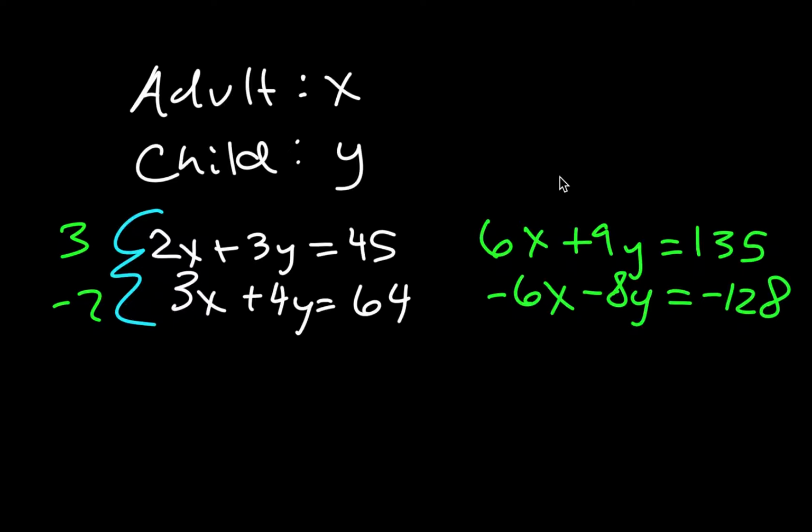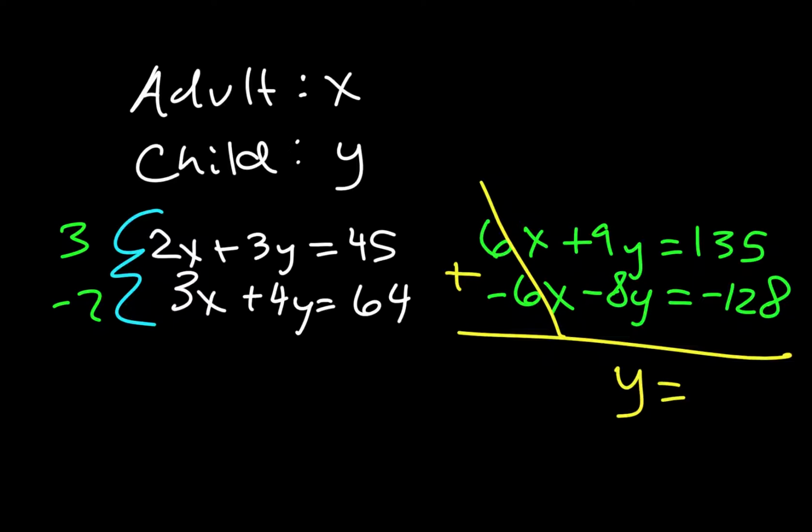Now, because we're using elimination, we just add these together, and these will cancel because they're opposites. So we have 9 minus 8, so that's just 1y. And if we do 135 minus that, that is just 7. This one didn't have any algebra because we ended up with just 1y.